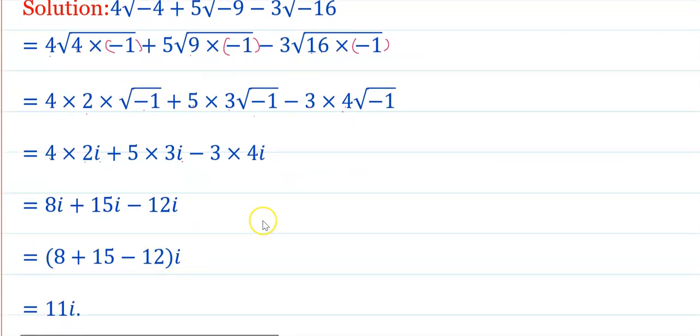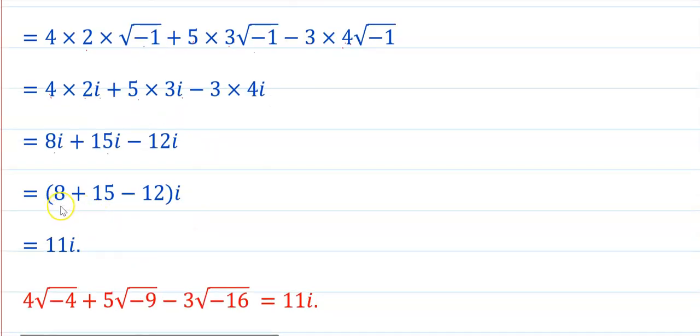Okay, now the next multiplication, 4 into 2 is 8, 5 into 3 is 15, minus 12i in this way. If you take i as common, then in bracket you will get 8 plus 15 minus 12, into i, and hence 8 plus 15 is 23, minus 12, you are getting 11i, and hence the answer is 11i.